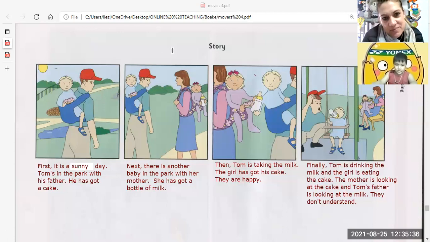Okay, next. Next, there is another baby with her mother. She has got a bottle of milk. Then Tom is taking a milk. The girl has got his cake. They are happy. Finally, Tom is drinking the milk and the girl is eating the cake. The mother is looking at the cake and Tom's father is looking at the milk. They don't understand.